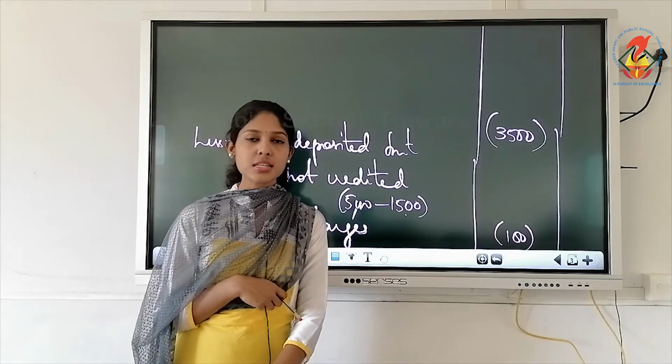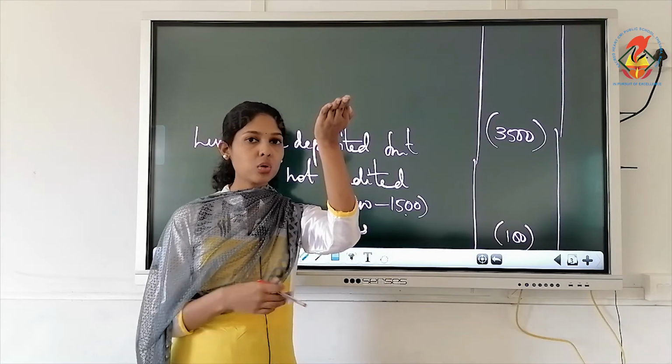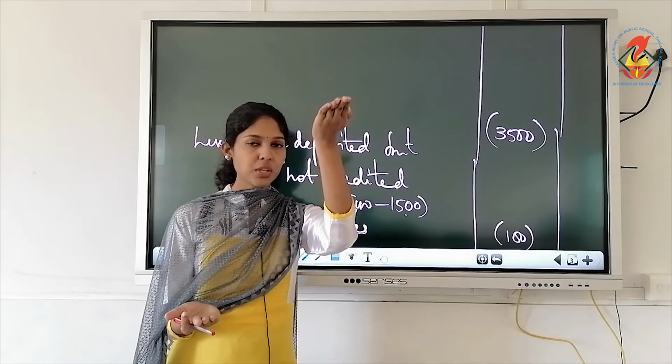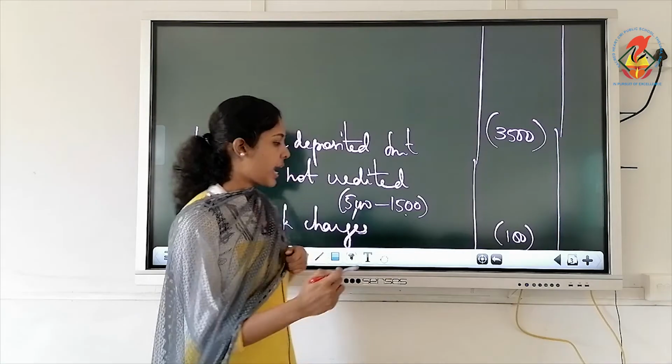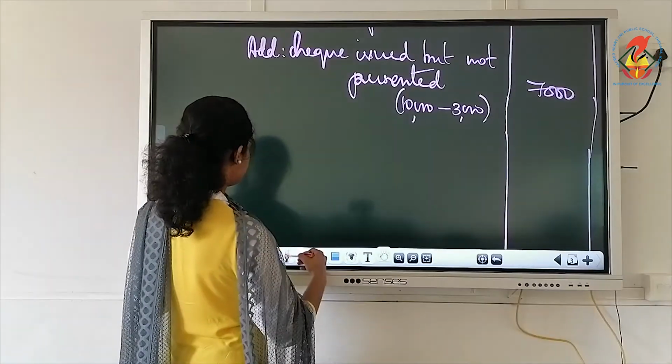Credited 200 as interest. What do you mean by crediting your account? Adding it in your bank account. So passbook went up, now your cash book also you have to add. So add that amount of 200, that is interest.